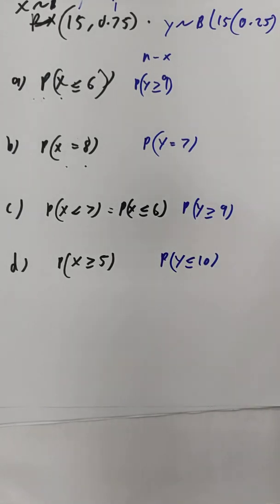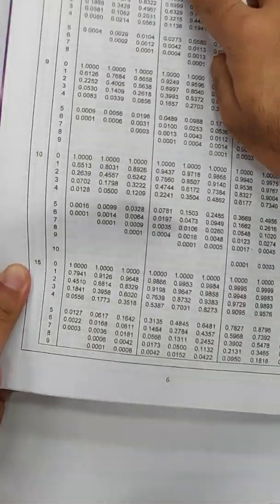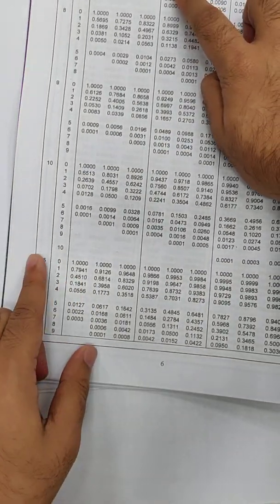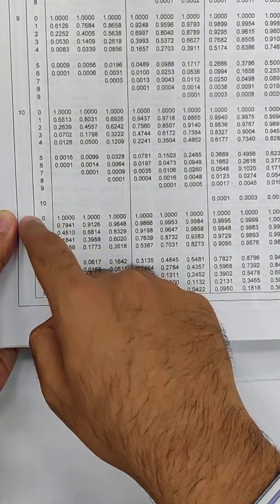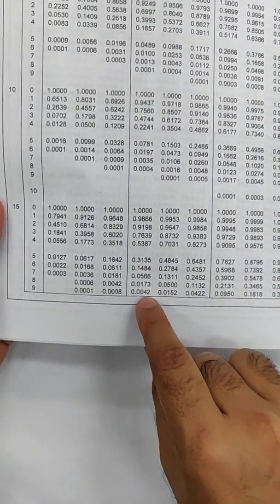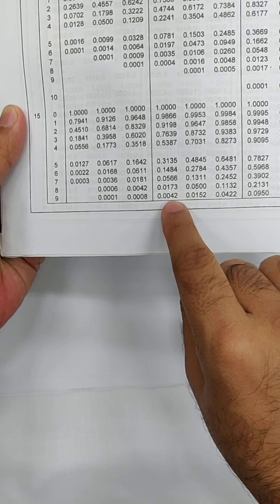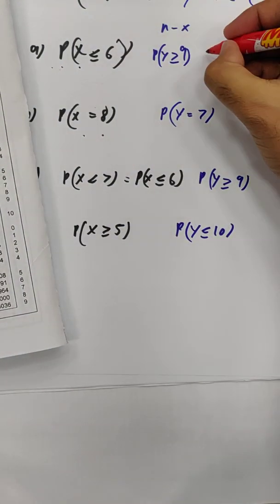Okay, so 0.25, n is 15. Can you see? Okay, let's calculate this one first, Y ≥ 9, at the far bottom down here: 0.0042. Hopefully that's the correct answer.